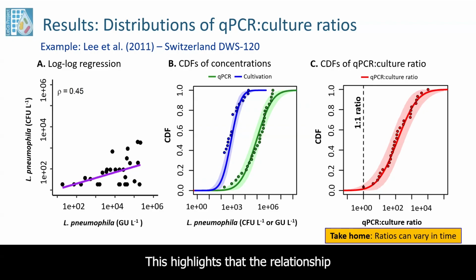This highlights that the relationship between qPCR and culture results is not fixed, but can fluctuate significantly within the same building over time. Accounting for this variability is essential for developing safe and realistic conversion factors to input qPCR data into risk assessment.